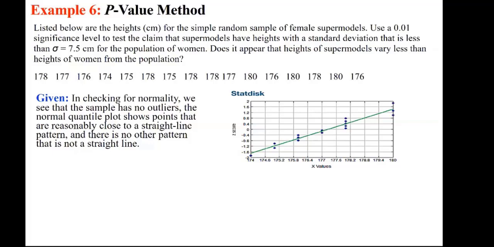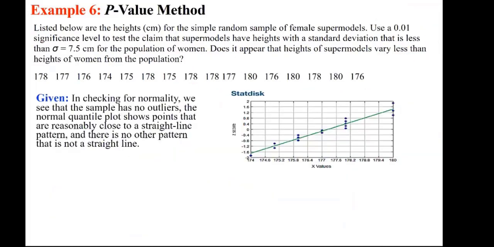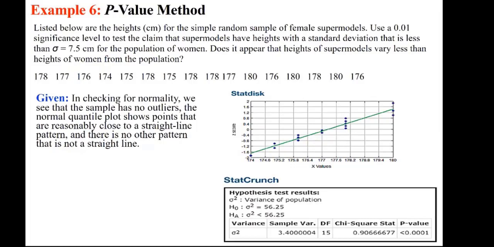If I go back to the previous page, the test statistic was calculated as 0.907. So the area to the left of 0.907 is your answer. By the way, you can check the normality. This is all using technology. So if we go with the technology, look at the p-value from technology.